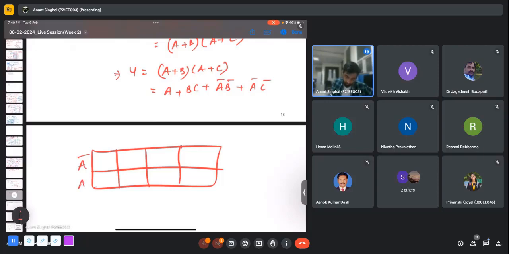This is a. The first term is a, so 1 will always be in this column. Then there is bc, so we have a 1 here. Then we have a complement b complement, so here and here there will be 1. And finally we have a complement and c complement. So all the terms are 1 here, so y will be 1 itself.